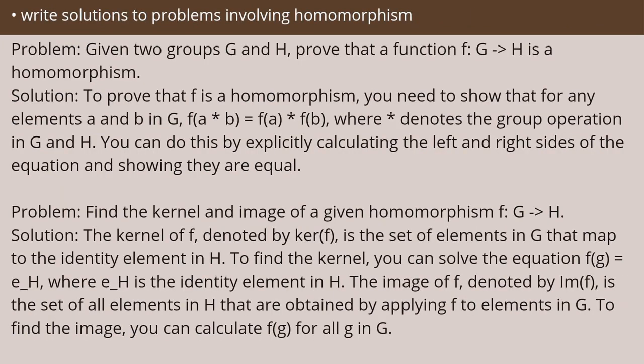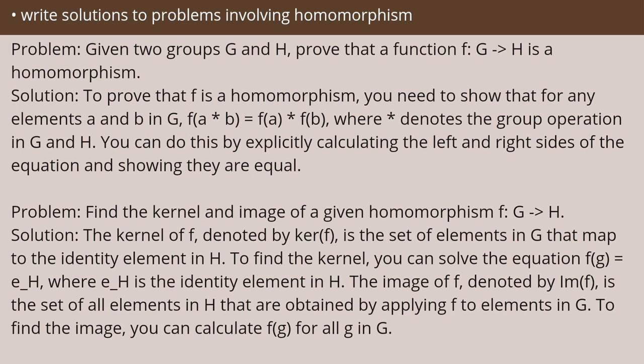Now let's proceed to the second learning objective, to write solutions to problems involving homomorphism. So let's have problem number 1. Given two groups G and H, prove that a function f from G to H is a homomorphism. We have the solution. To prove that f is a homomorphism, you need to show that for any elements a and b in G, f(a times b) is equal to f(a) times f(b), where the multiplication denotes the group operation in G and H.